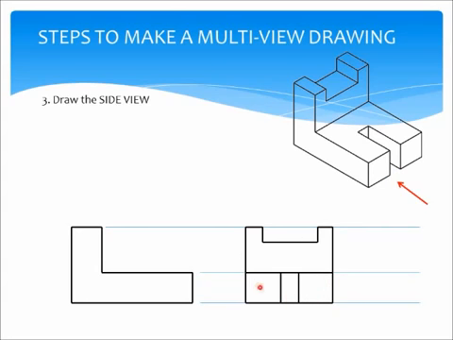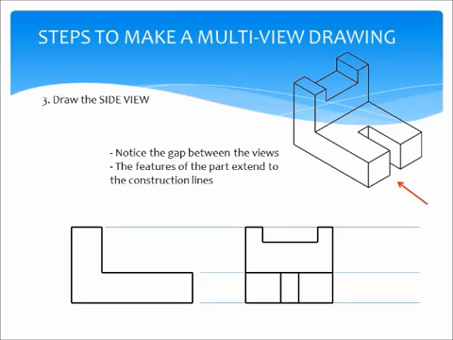Try to understand what's going on here. Front view, side view. You're only drawing what you can see from that view. Again, even though this line is slanted, in the side view it's going to be straight. You'll notice also that there's a gap between the views. I didn't put the side view directly onto the front view, but there's a gap here. And also the features of the part extend to the construction line.